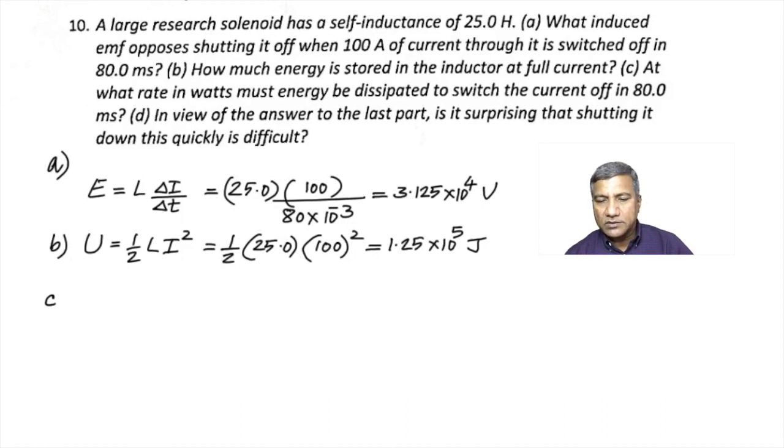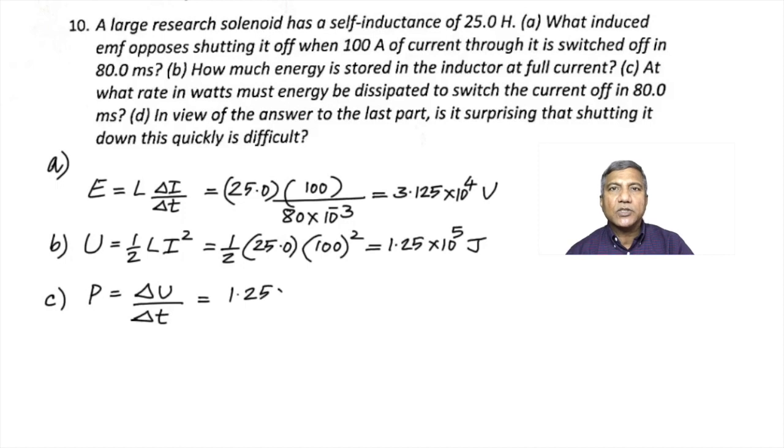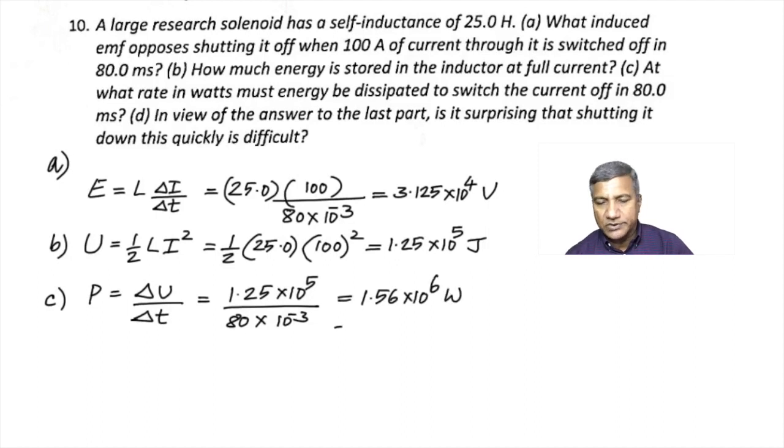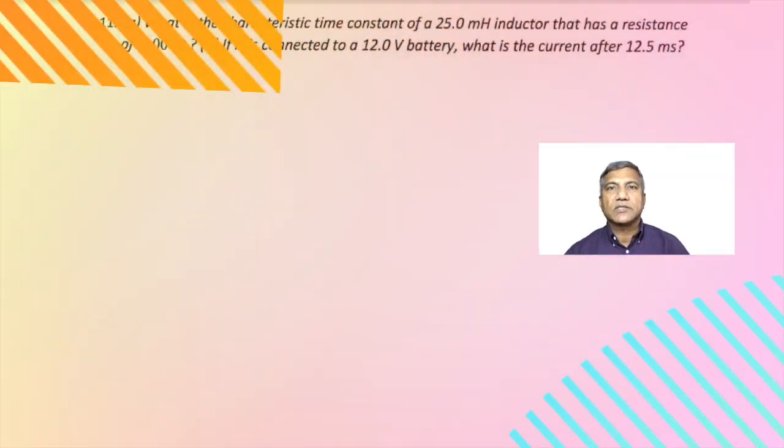In the C part, at what rate in watts must energy be dissipated to switch the current off in 80 milliseconds? So now, at what rate must the energy be dissipated, means thrown out? So we're looking at delta U by delta T, and that is power. Power is nothing but the rate at which energy is used or dissipated. So we have this U which goes to 0, so delta U is just that number divided by 80 milliseconds, which gives 1.56 megawatts.